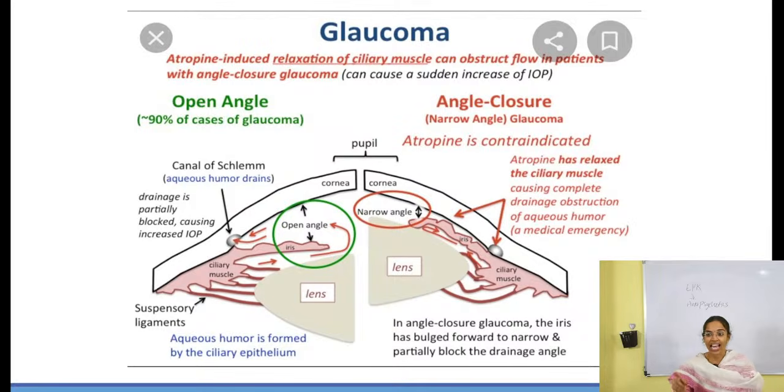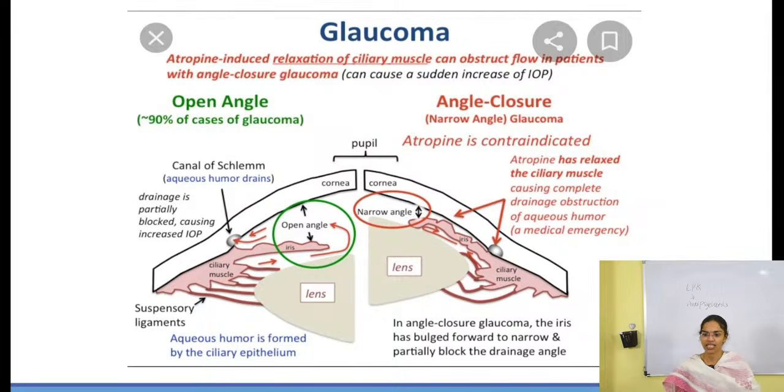Whereas atropine is used only in open angle glaucoma. Atropine is also used in glaucoma, but only in open angle glaucoma. Okay, it is not used in narrow angle glaucoma. Atropine is contraindicated because what happens? It increases the intraocular pressure. It usually increases the intraocular pressure, so it is contraindicated in narrow angle or angle closure glaucoma.